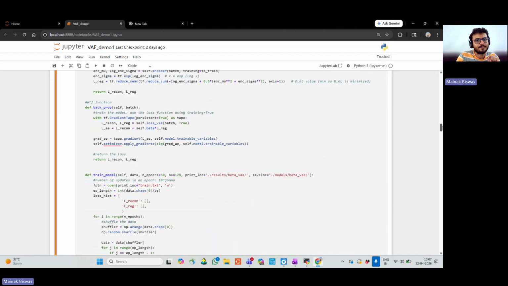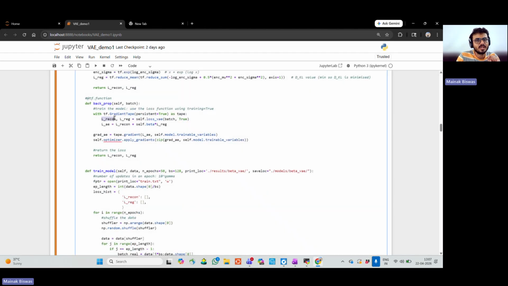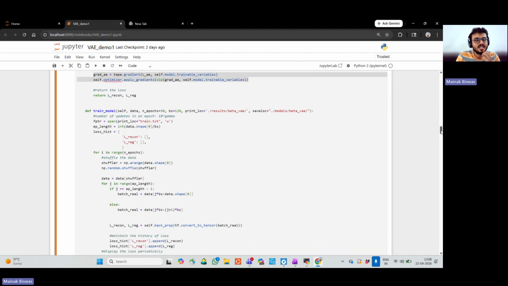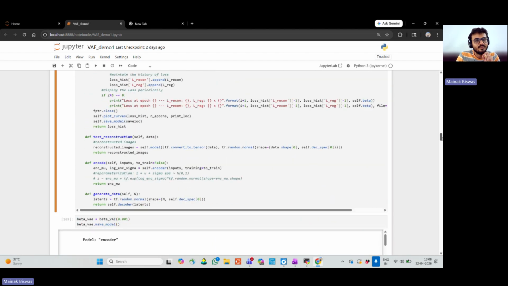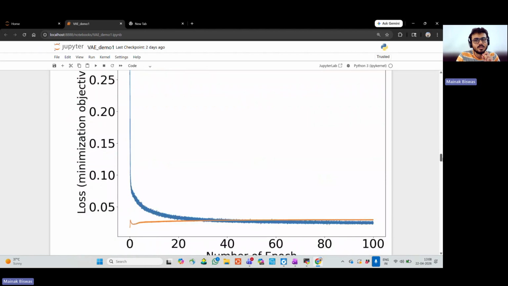And then in the back propagation, I get the reconstruction loss and the regularization loss, and append them like a beta-VAE. So this is called a gradient tape. Any function that you write within the gradient tape in TensorFlow keeps the ability to take gradients. And once you take the gradient, you can run the gradient descent algorithm and update the parameters. So the training is just creating batches and training it. And we'll see how the model has trained. So this is the model training.